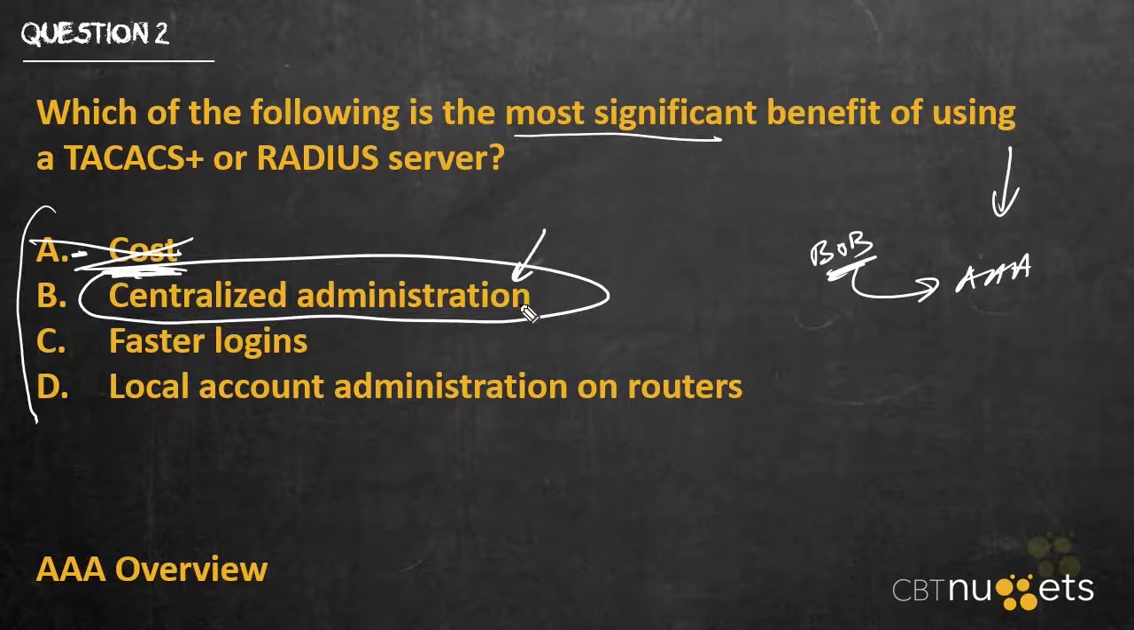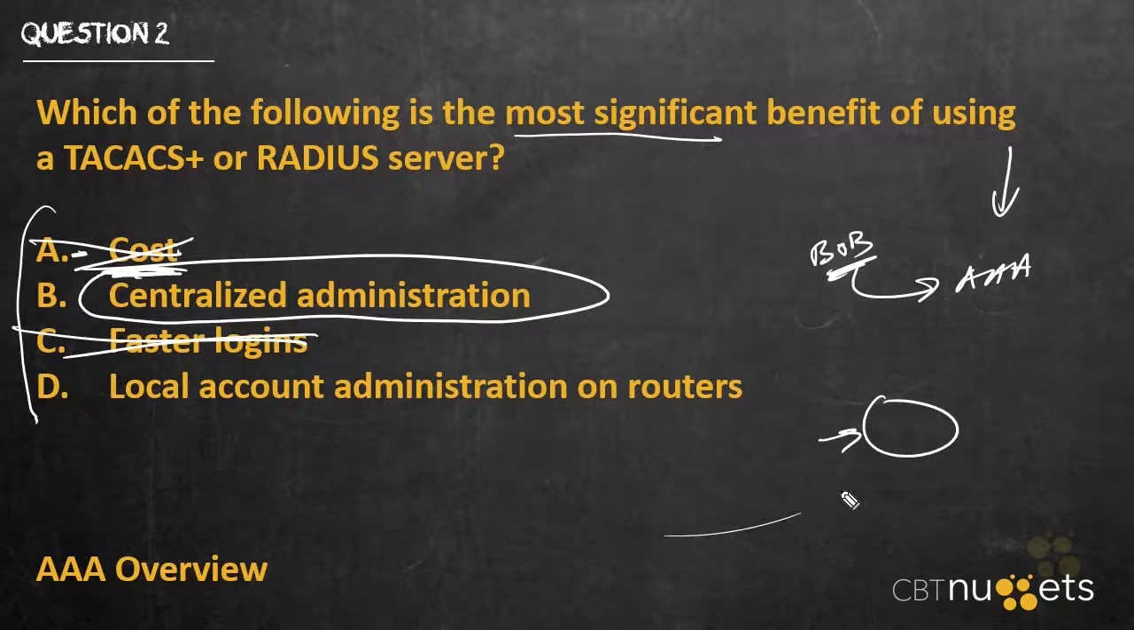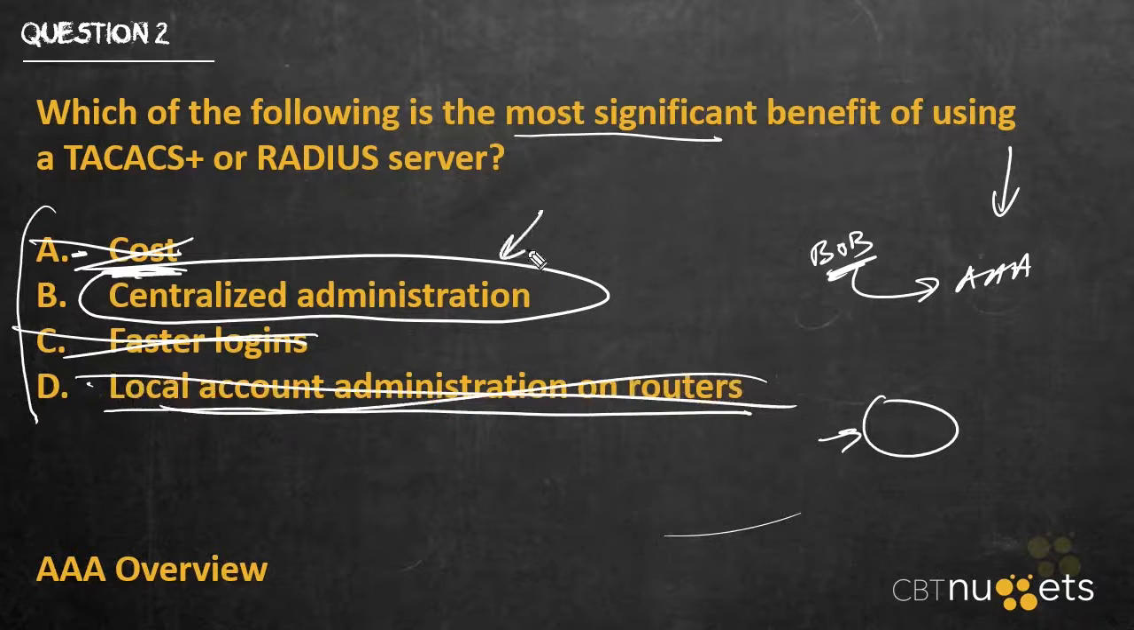Other benefits would include the ability that we can do accounting and authorization and authentication very effectively to control our network. So it's not going to mean faster logins. If somebody's logging in directly to a router and not having to check with a AAA server, that would very likely be faster for a login. And the local account administration on routers is what we're avoiding with the centralized administration. So the answer here is B, centralized administration.